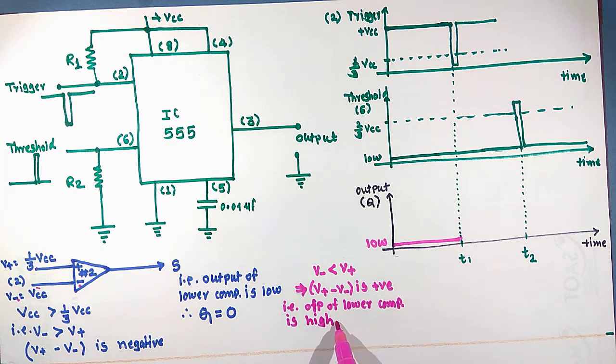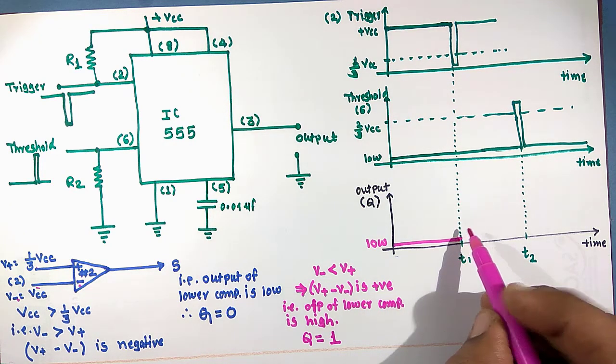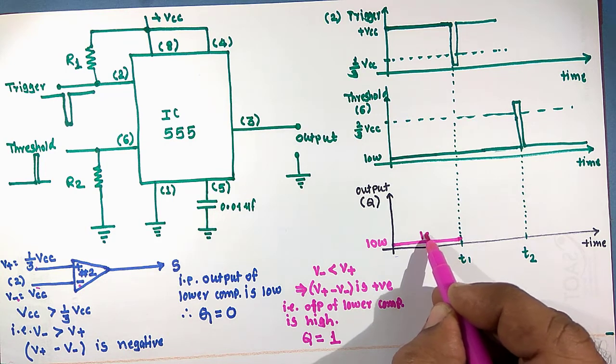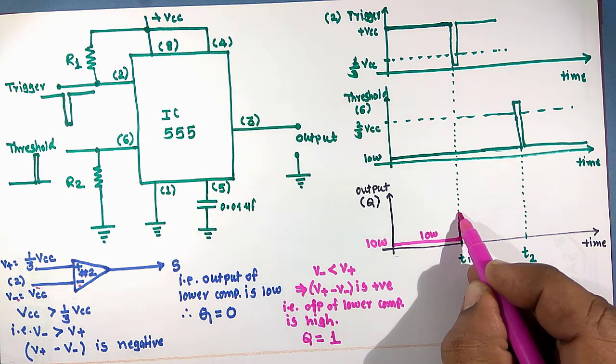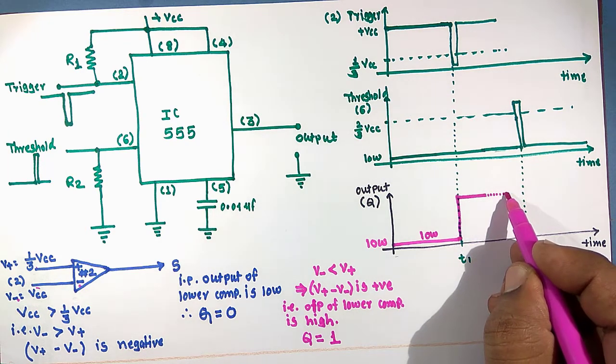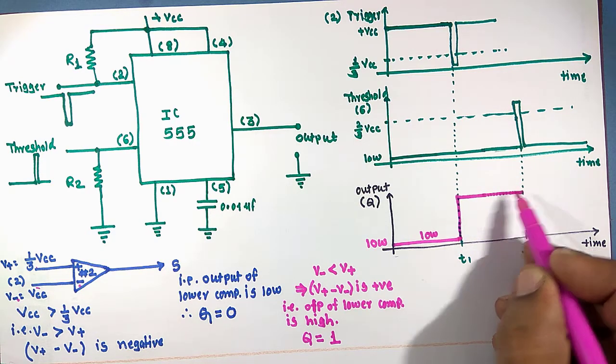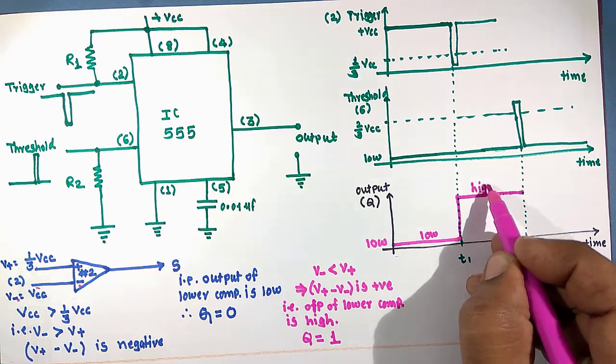And when the output of the lower comparator becomes high, which is nothing but the set input of the flip-flop, the output of the flip-flop goes to the high state. That is, Q becomes 1. So here there is a transition from the low state to the high state, and it continues till the threshold voltage arrives. This is a high state.